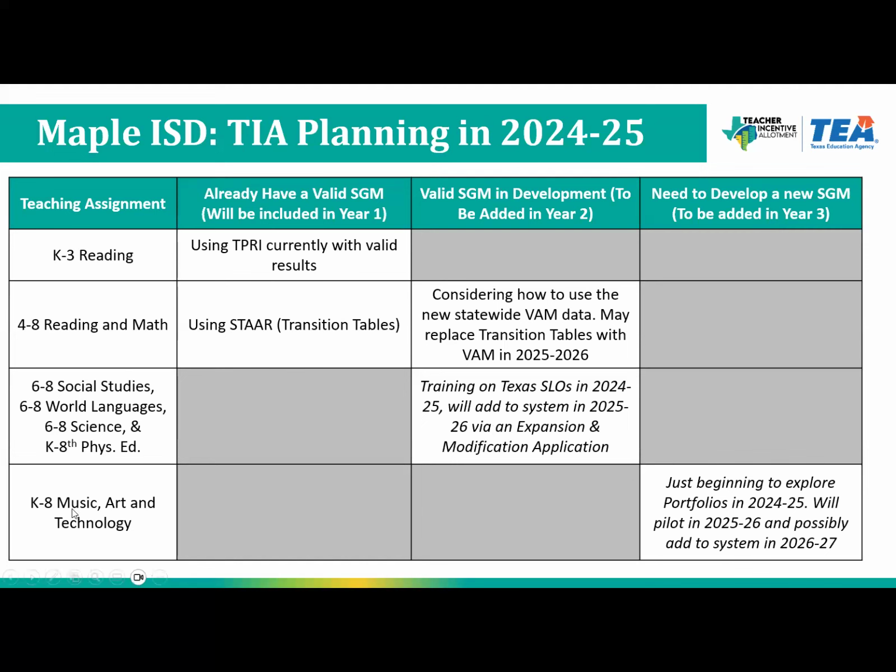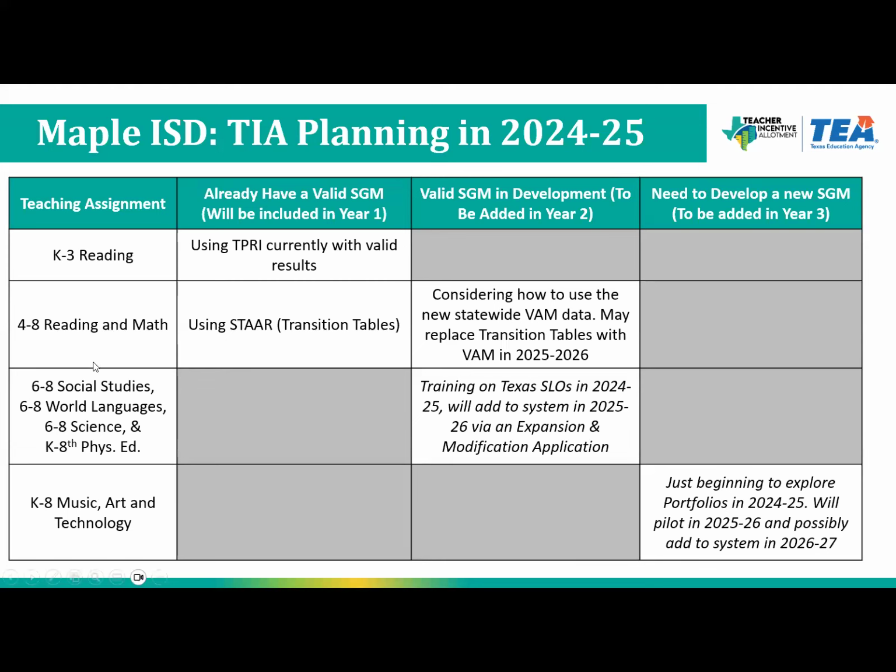And then finally, K-8 music, art, and technology. They're just beginning to talk about portfolios. They think that's what they want to do. They haven't had any training yet. They haven't piloted anything yet. So they're in the beginning stages. They want to explore it this year and maybe pilot it next year and add to the system in '26-'27. So this is just one example of how you can pre-plan.